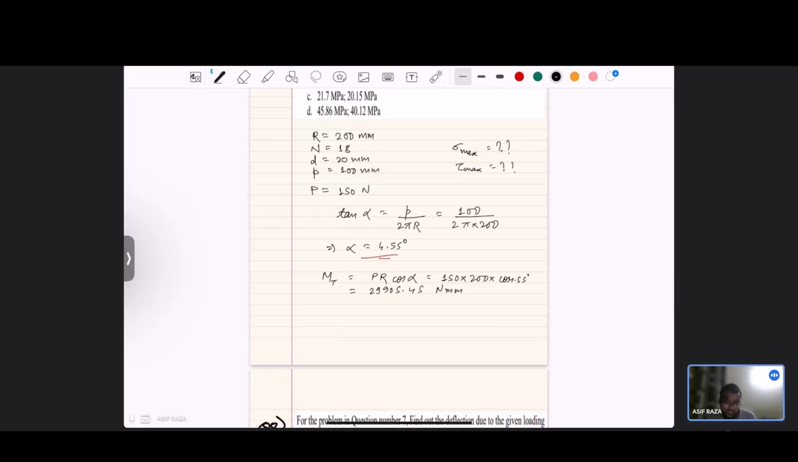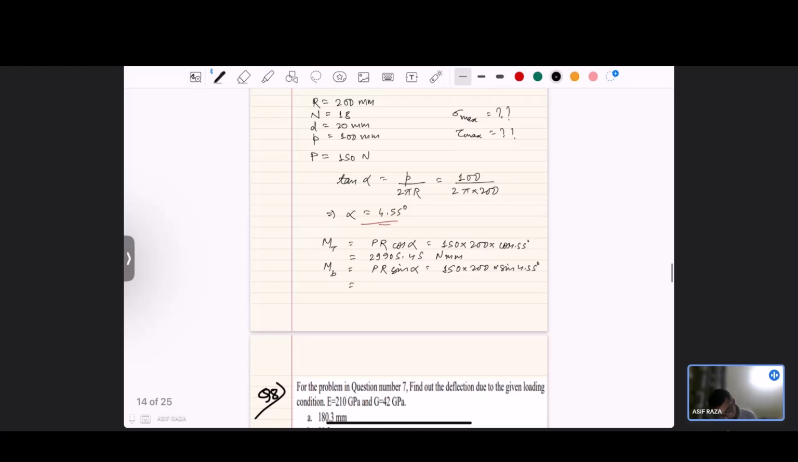Similarly, we can find the bending moment M_b equal to P R sin alpha, that is 150 into 200 into sin 4.5455. This would be equal to 2379.87 Newton mm.